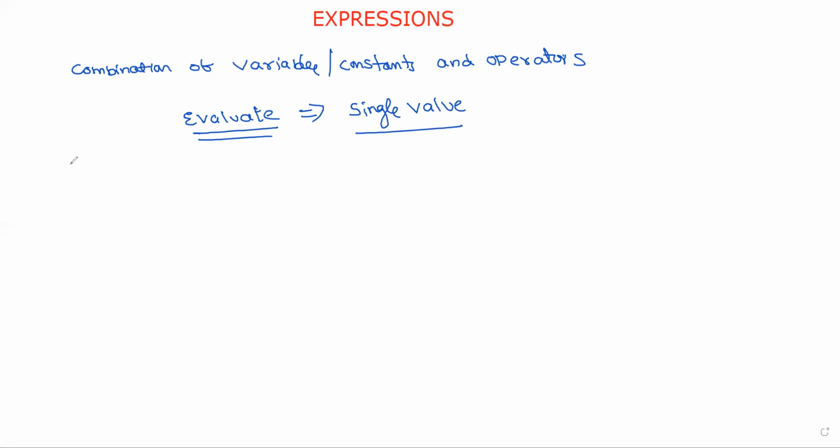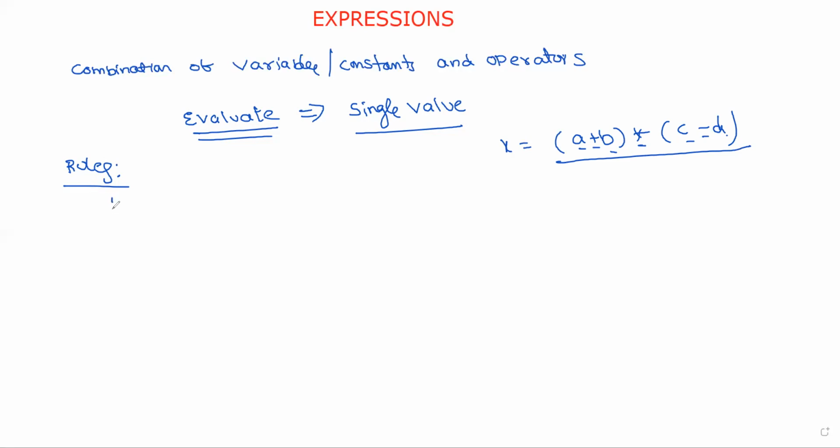Okay, now we will discuss the rules of evaluating an expression. For example, x is equal to a plus b into c minus d. This is called an expression which contains the operands or the variables a, b, c, d and the operators multiplication, addition and then subtraction like this. Now, how do we evaluate an expression? What are the rules you have to follow?